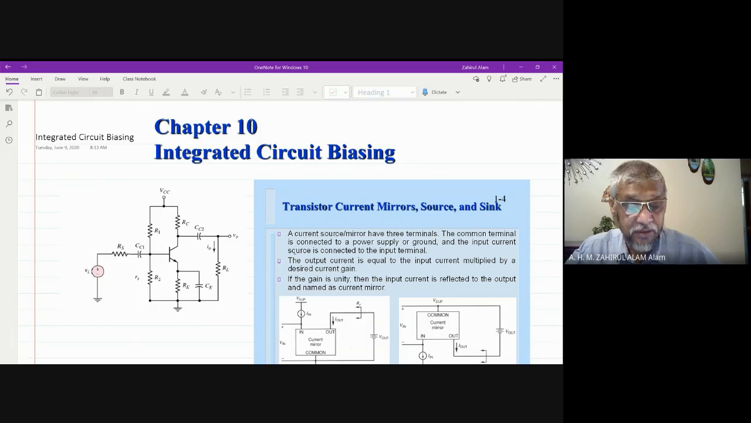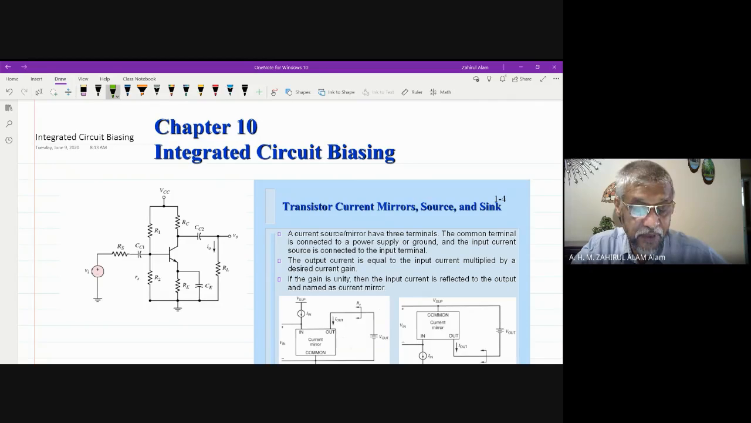Today we are going to start a new chapter, chapter 10, integrated circuit biasing. So what is an integrated circuit? An integrated circuit is where all the components, like resistance, capacitance, and transistor, are on the same base and integrated. Like your mobile phones are built by using integrated circuits.